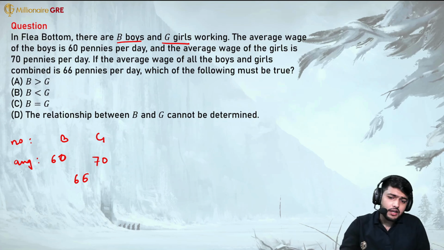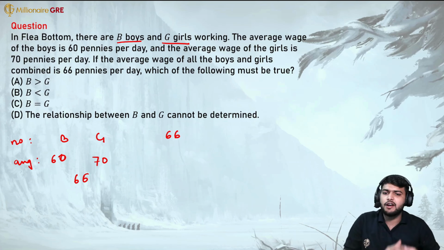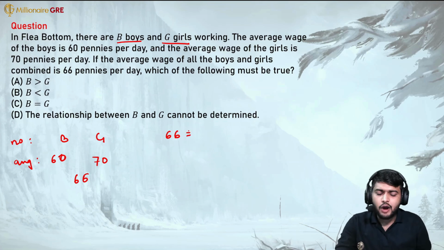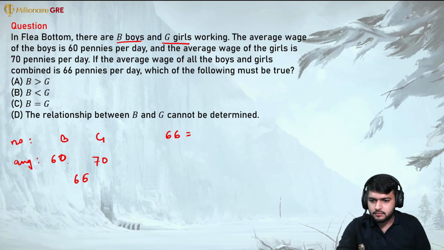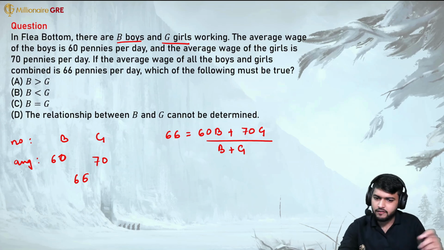We are told that the weighted average is 66. The combined average means weighted average because the terms are divided into groups. And how do we find weighted average? We can get weighted average by doing (60b + 70g) upon (b + g). This will give us weighted average.